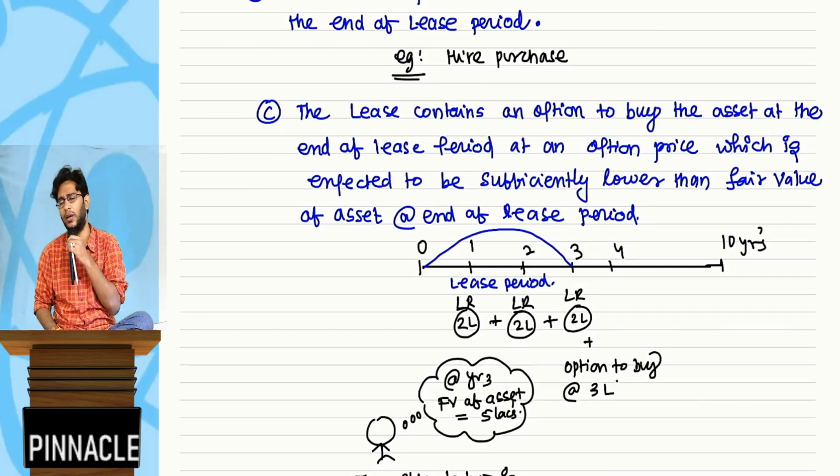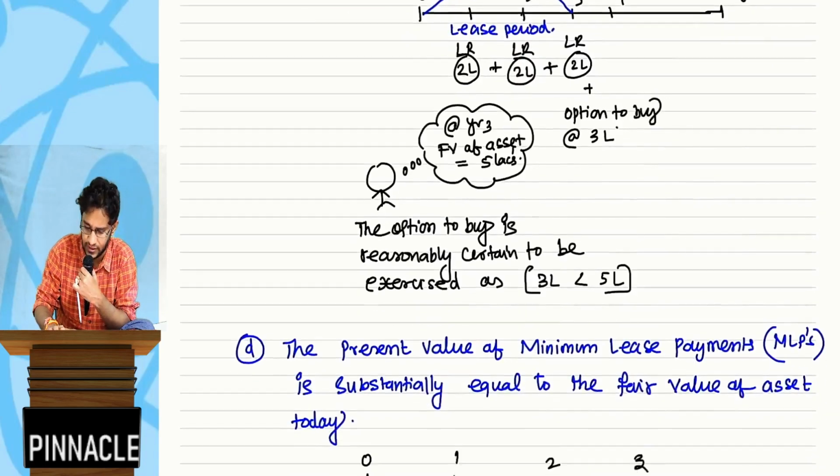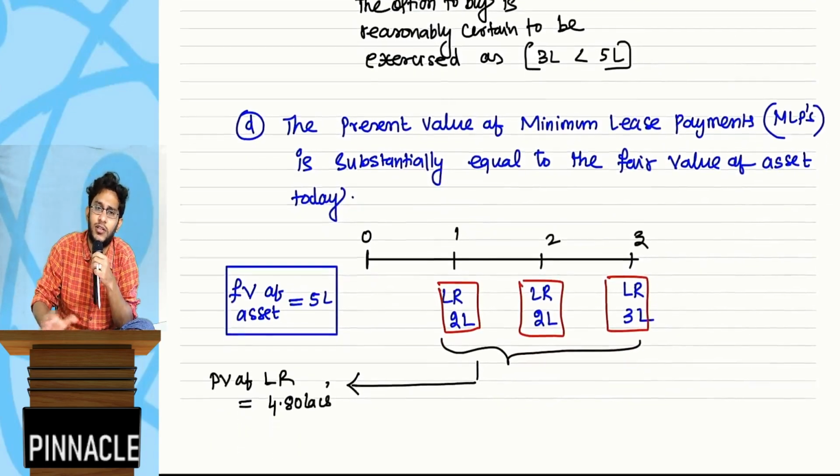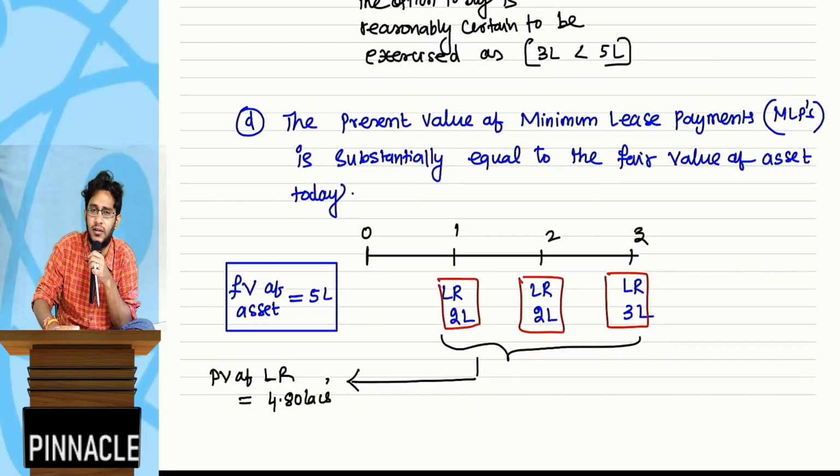In any of these 5 cases, a lease will be treated as a finance lease. If not even one of the 5 situations is satisfied, then clearly you have an operating lease.